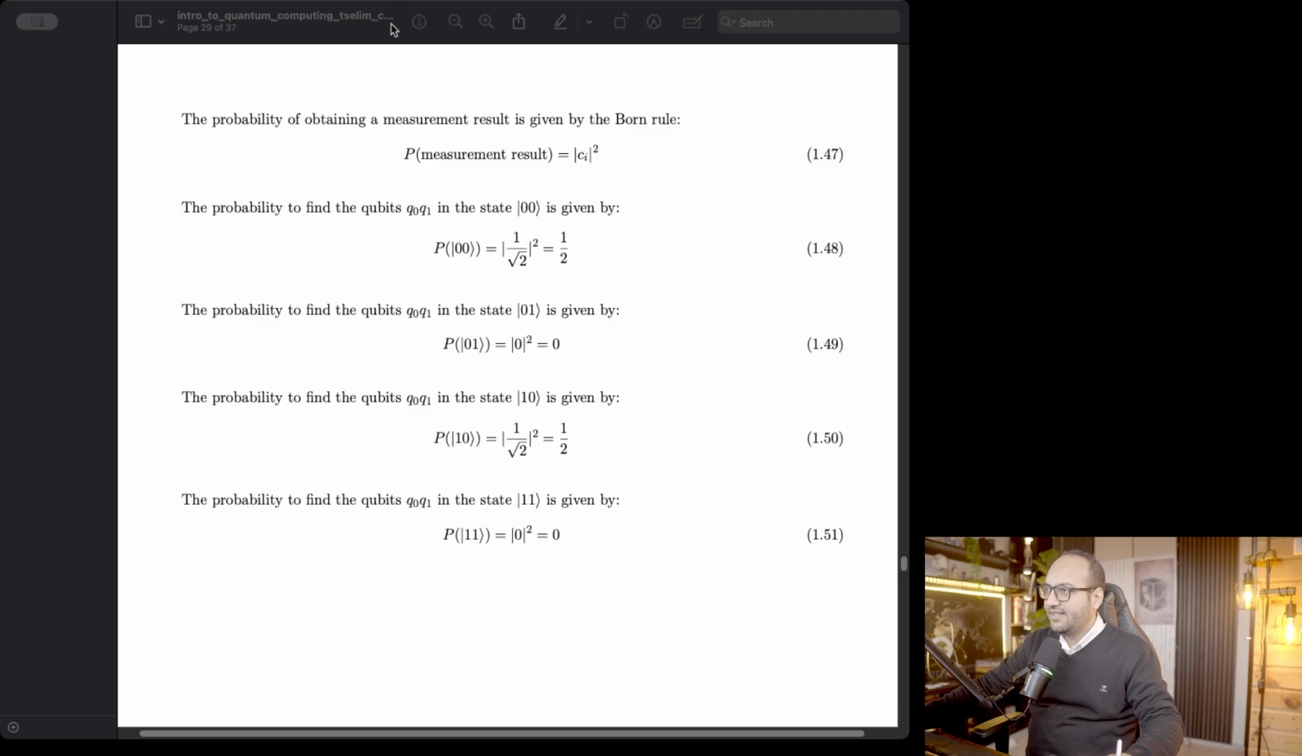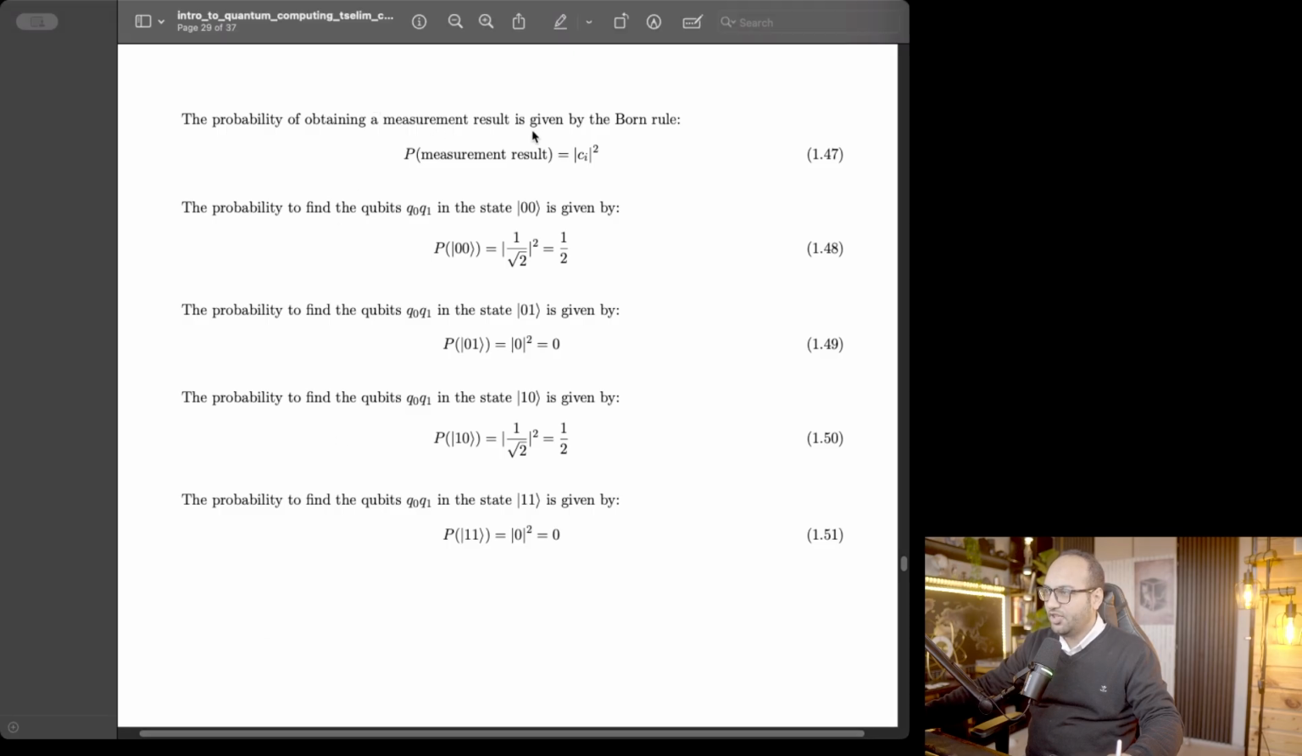And mathematically, the probability of obtaining a measurement result is given by Born's rule, which says the probability of the measurement result is the square of this coefficient, in the way that we have seen: the complex conjugate of the number times the number. That gives the modulus squared of this number. So the probability to find the qubits q0, q1 in the state ket 0, 0 is given by the square of 1 over root 2. So we get half, assuming we have applied the Hadamard gate only.